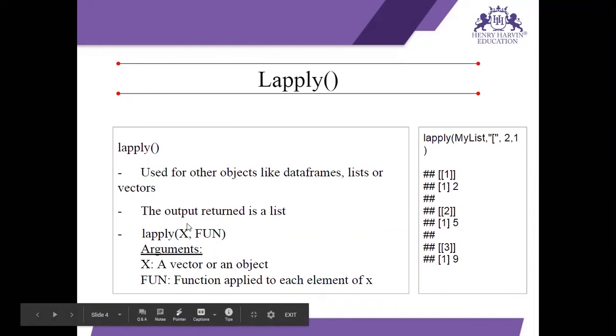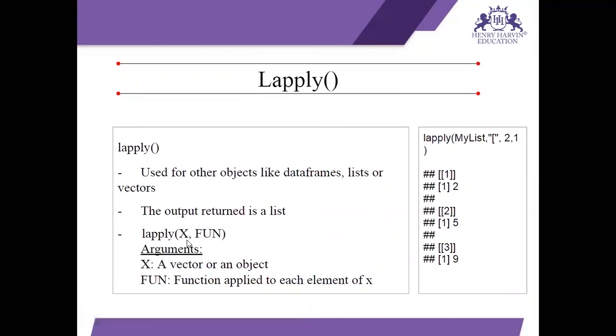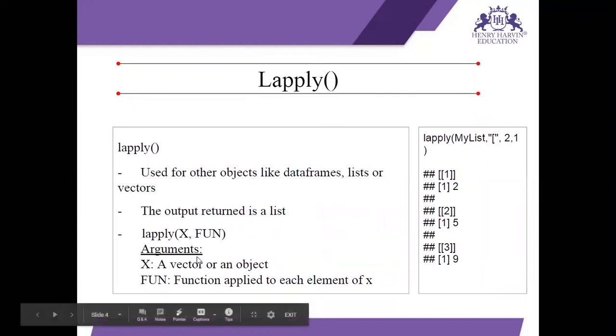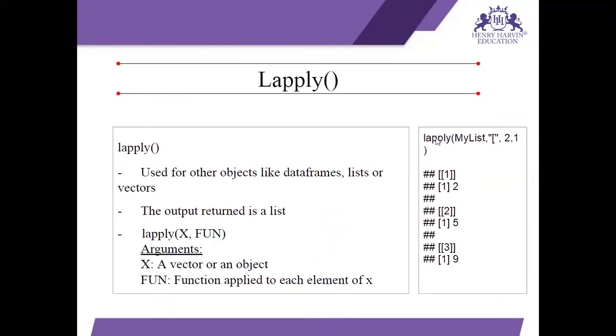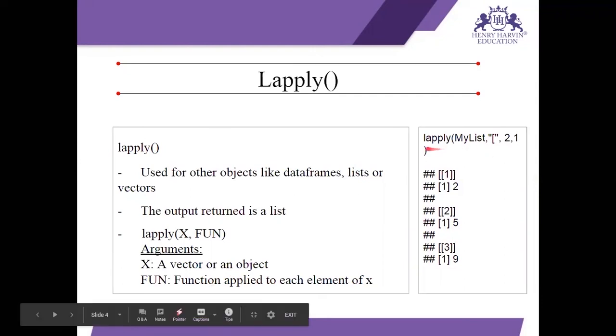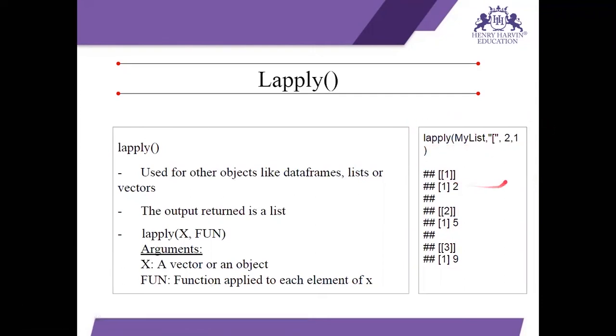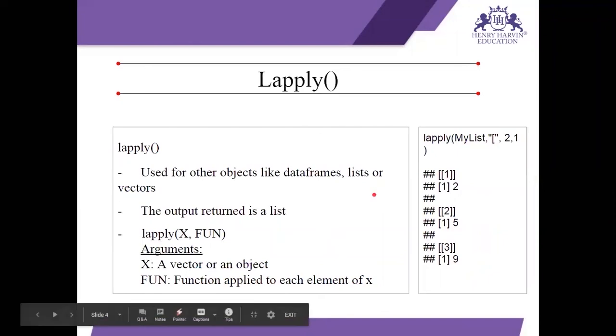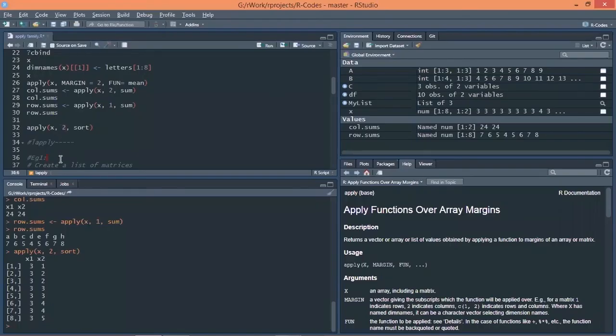X here means the vector or an object. It is basically the data set that you are going to enter here, and FUN is the function which you want to apply to each element of X. I have also given an example here, lapply. I'll tell you how to get this command and how to get this output. What does it mean? Let's go to R and create an example.